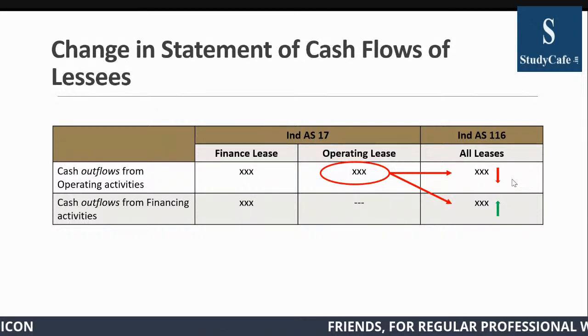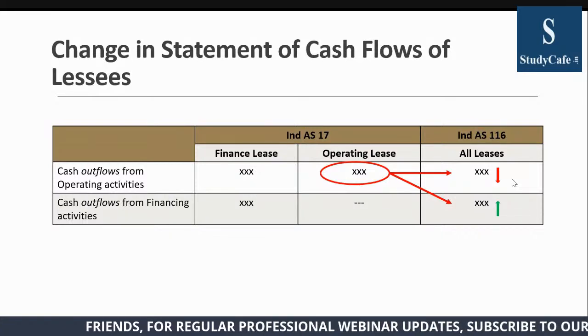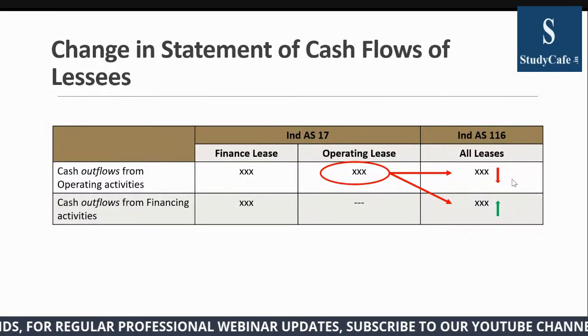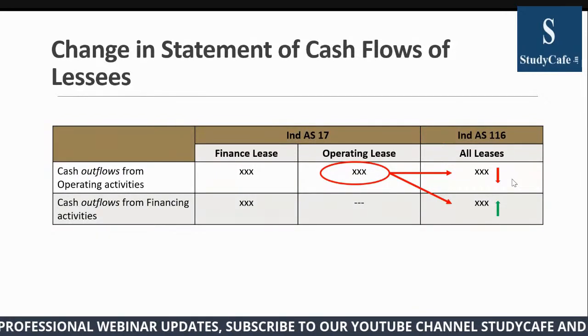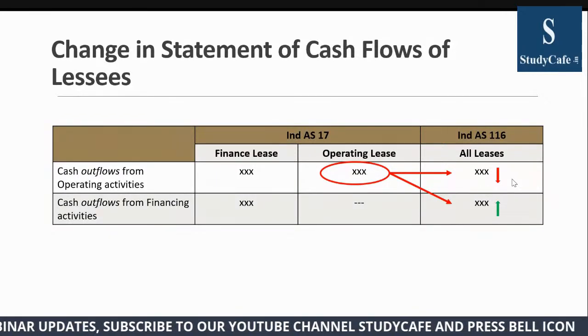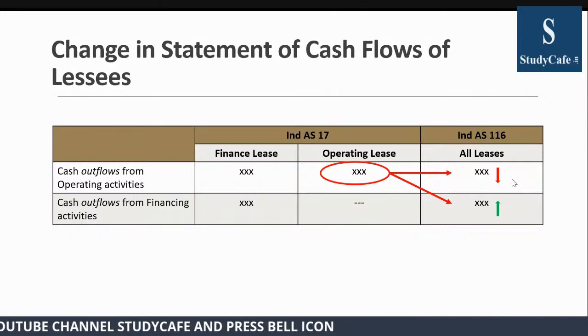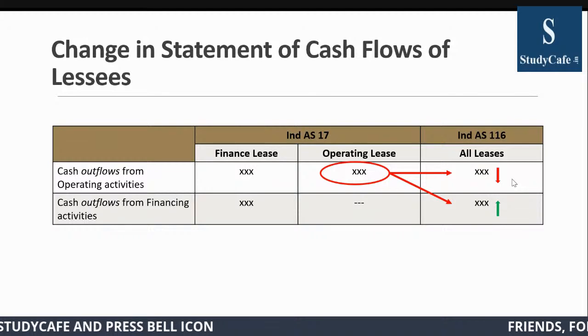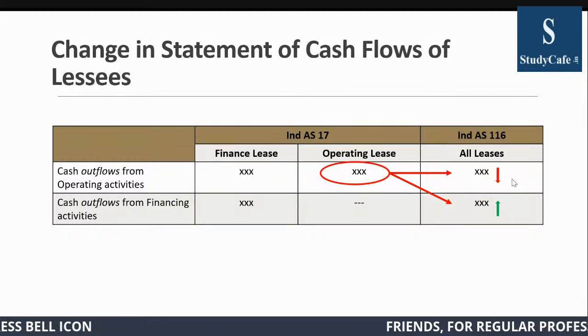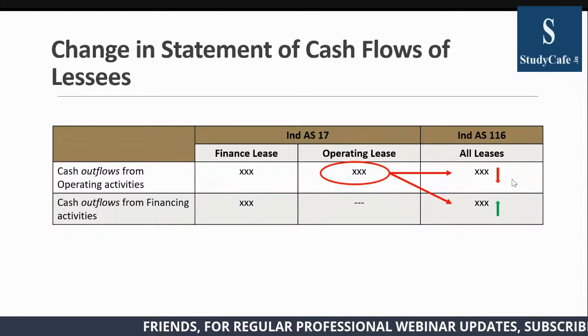But in case of Ind AS 116, it has been bifurcated and depreciation is recognized in operating activities and finance cost has come to financing activities. And as a result, outflows from the operating activities have reduced and outflows from financing activities have increased. This has been the impact on statement of cash flows for the lessees.